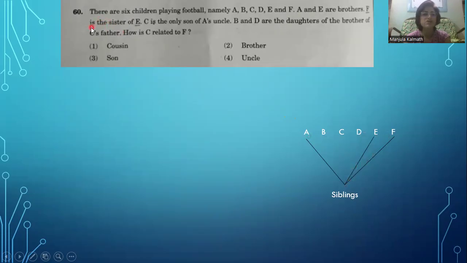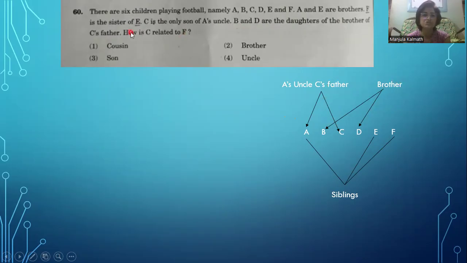Then next we have, C is the only son of A's uncle. A's uncle, and that uncle's son is C. So here A's uncle as well as C's father will be the same person. And then B and D are the daughters of the brother of C's father, so B and D are the daughters of the brother of this uncle.